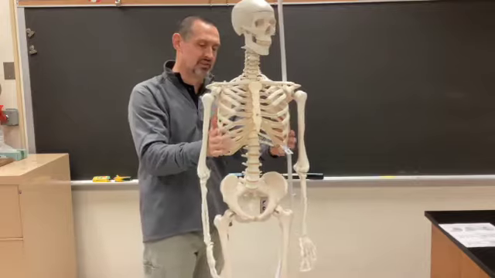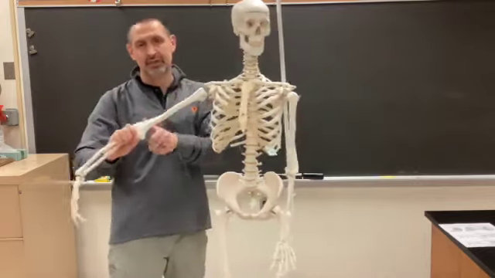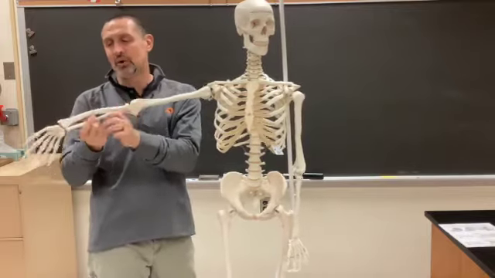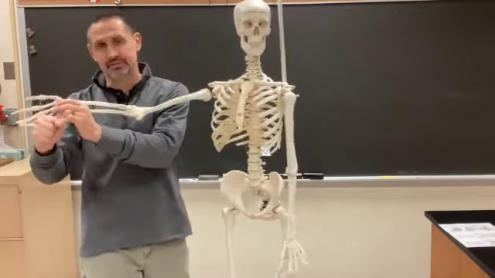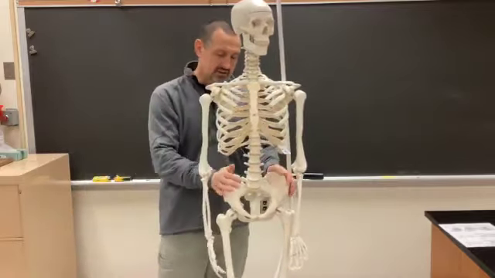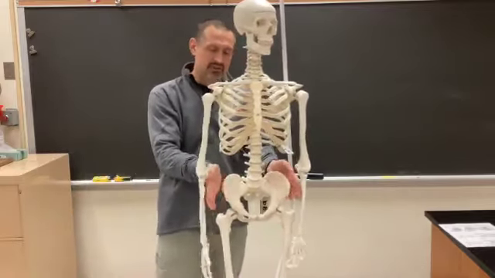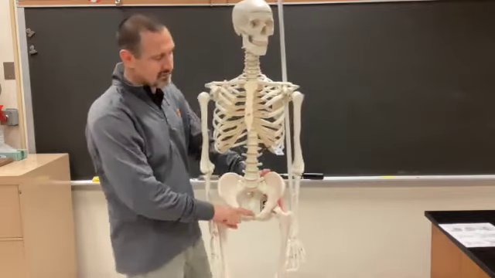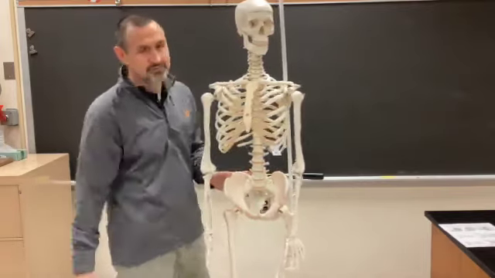These ribs are true. These are false. These are floating. The not so funny bone is the humerus, the rotating radius. The pinky side is the ulna. The wrist bones are carpals. The fist bones are metacarpals, and the fingers are phalanges. Here, the hip bone, that's the ilium. The bony butt is the ischium. And where your pubic hair would be is the pubis.